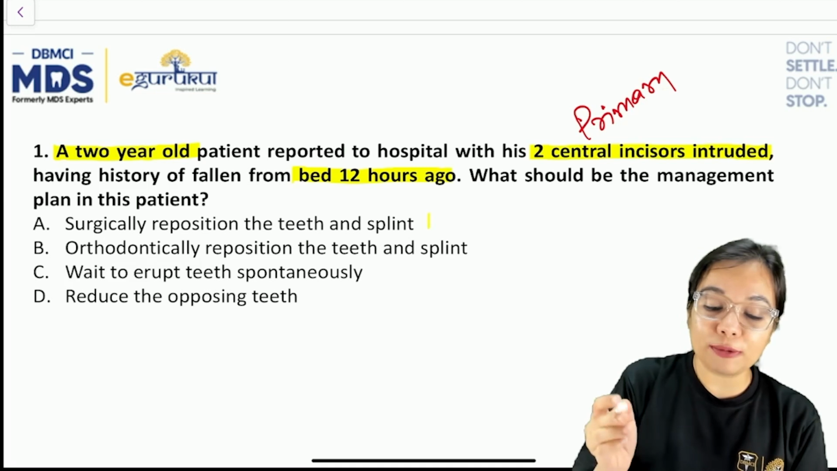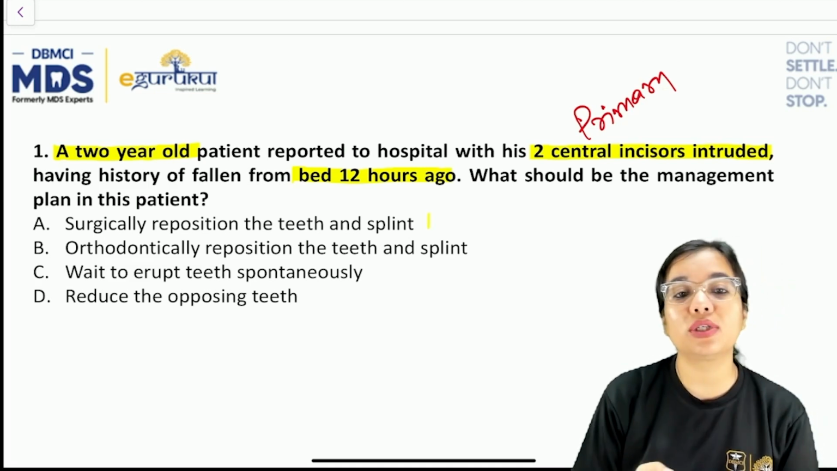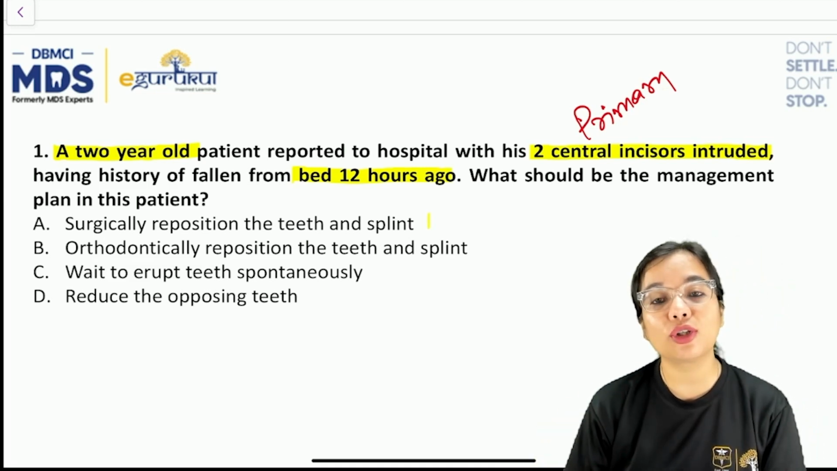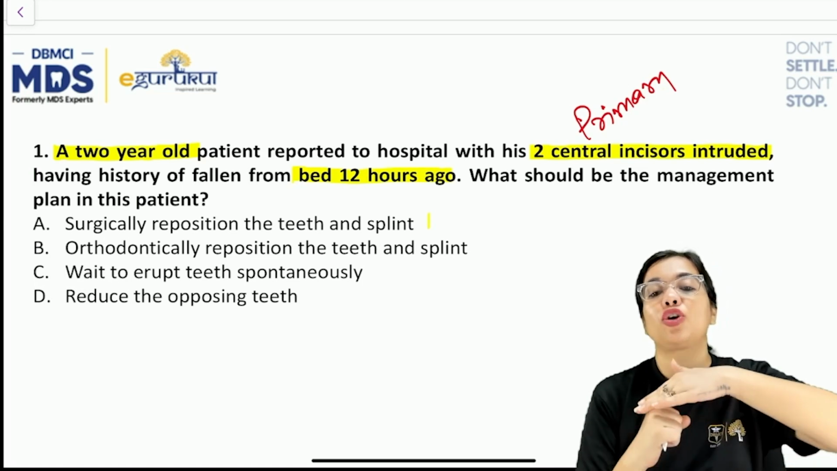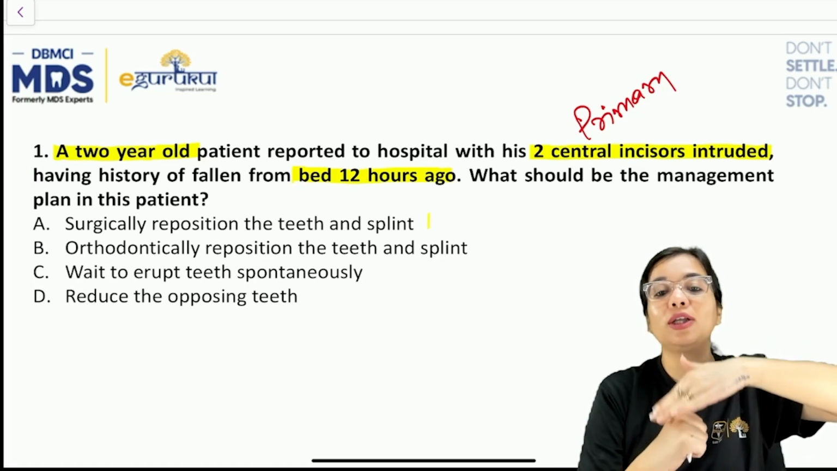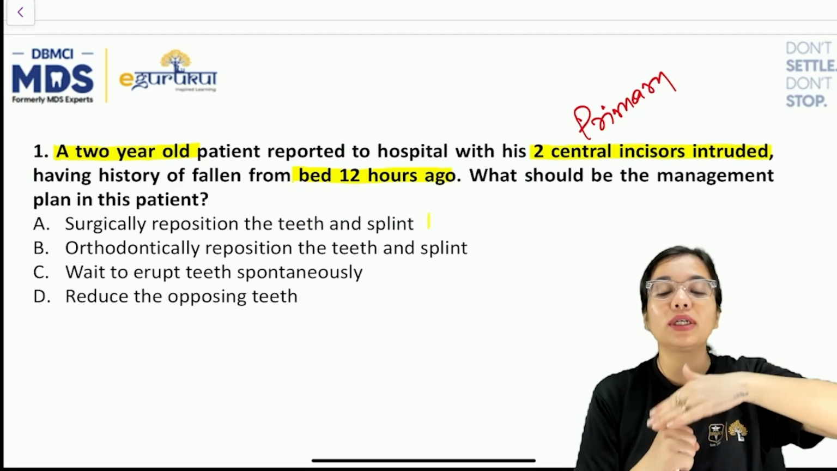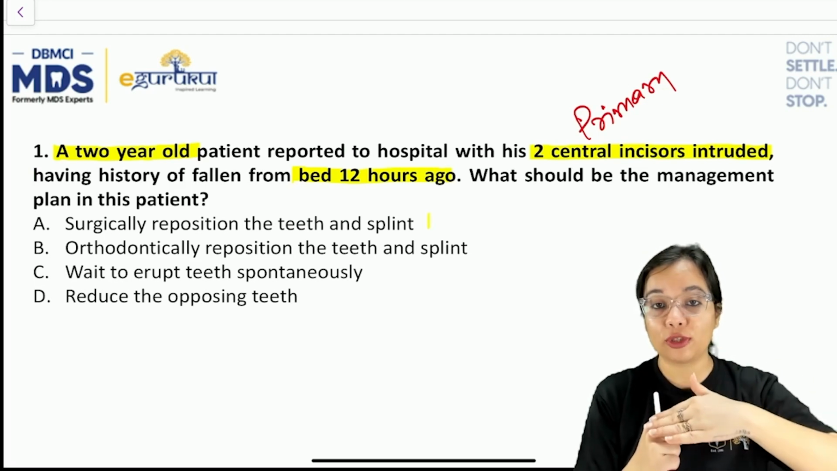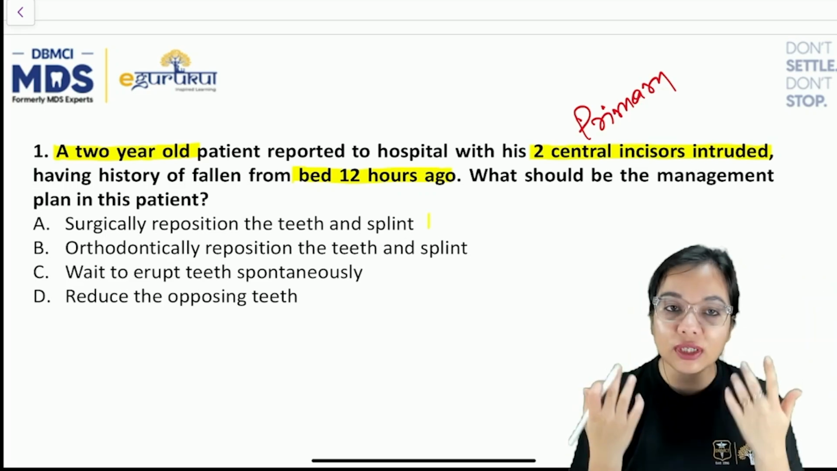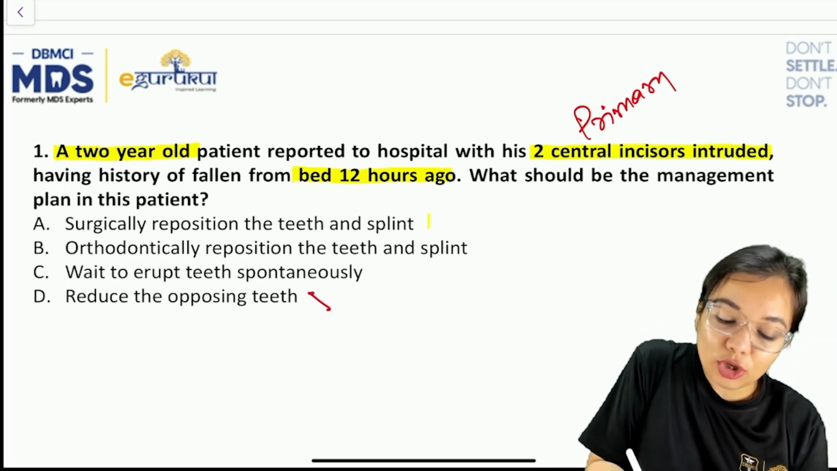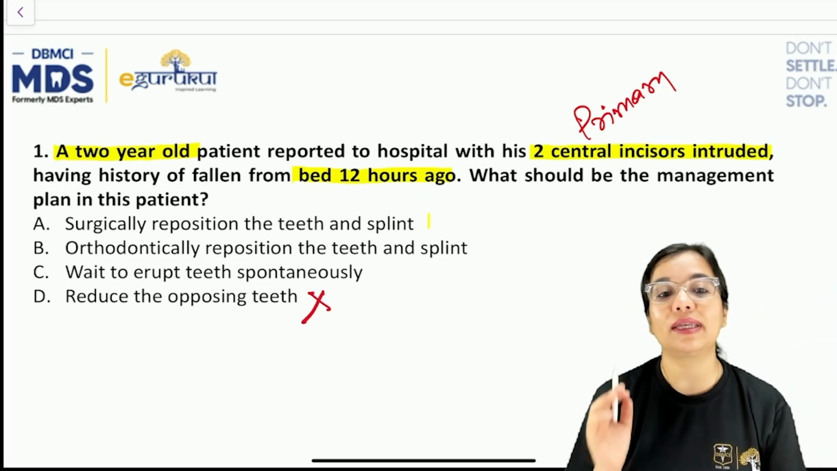Right now, option D says reduce the opposing tooth. There is no point in reducing the opposing tooth, because you reduce the opposing tooth when the traumatized tooth is touching the opposing tooth abnormally. But here there is no touching of the opposing tooth. The upper teeth have gone inwards, so there is no touching of the teeth. So reducing the opposing tooth is certainly not the right answer.